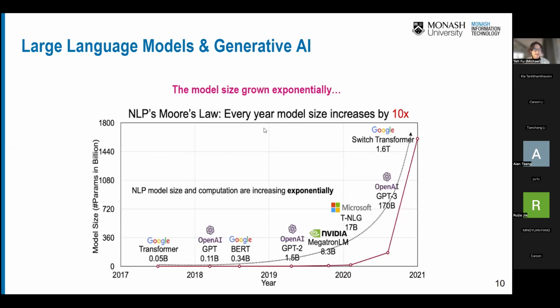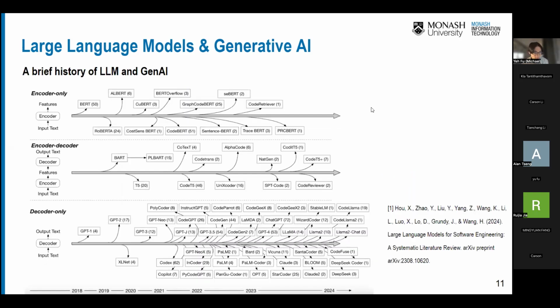And we can see that the model size for language models has been increasing from 0.05 billion in 2017, the vanilla transformer, to 1.6 trillion. And this is just until 2021. Now it's 2024, so the model size is even crazier than this graph you see here. People are building larger and larger models that have more and more powerful capabilities to do various kinds of tasks. So this is a brief history of LLMs and Gen AI.